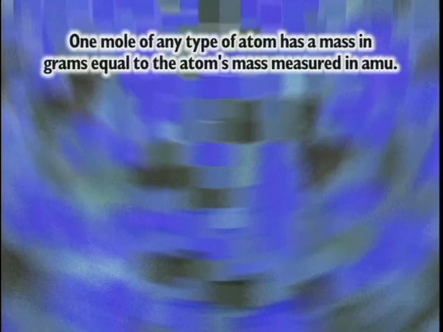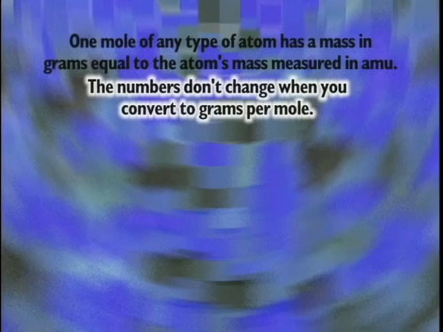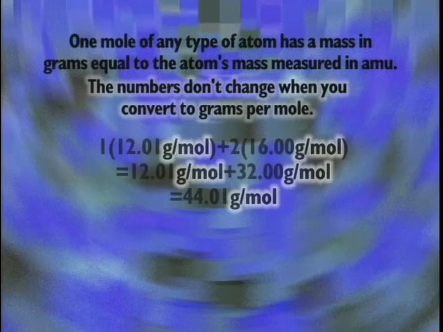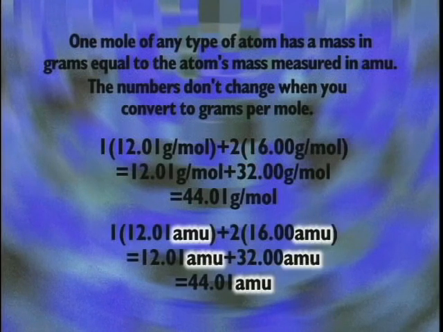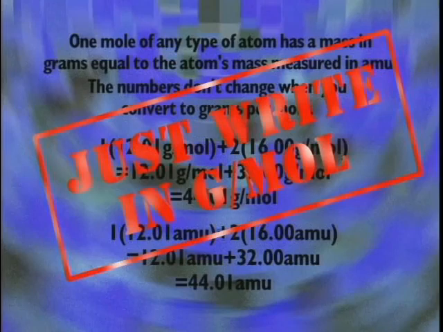Since 1 mole of any type of atom has a mass in grams equal to the atom's mass measured in AMUs, the numbers don't change when you convert your units to grams per mole. Here's the calculation of the molecular weight of carbon dioxide again, this time using grams per mole instead of AMUs. Notice that it looks exactly the same as the calculation we did earlier using AMUs. We've just written in the units grams per mole, where earlier we had AMUs.